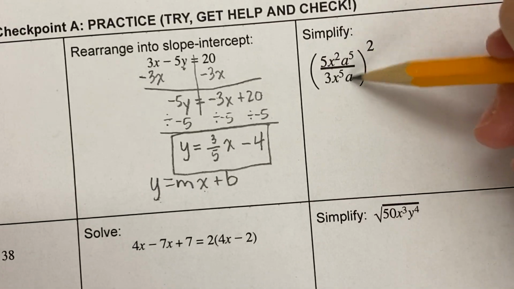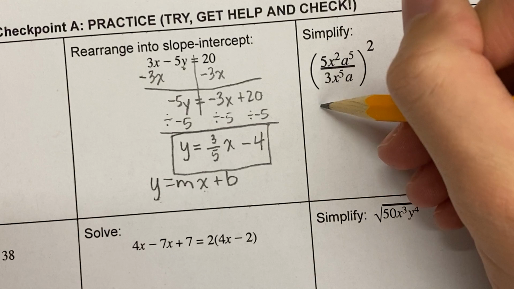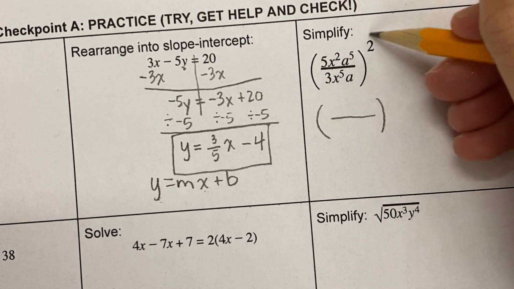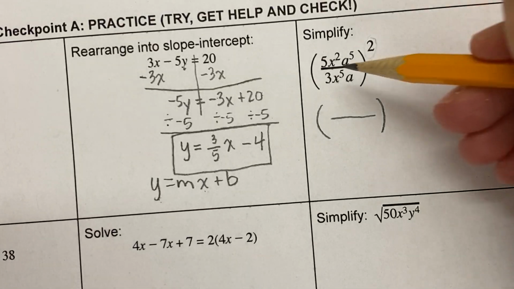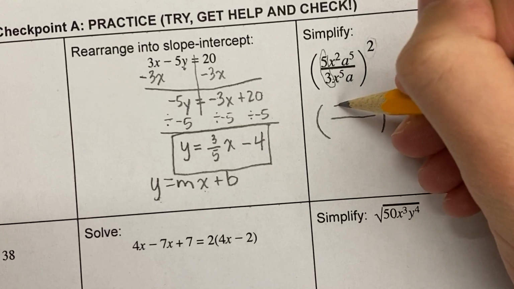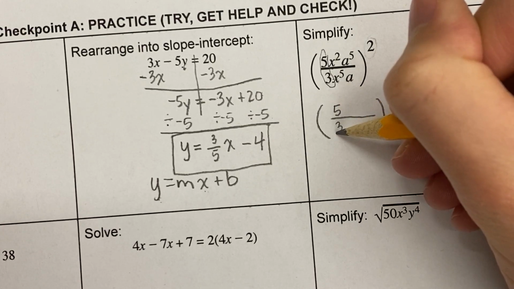In problems like this, what I have to remember is that I simplify the fraction first. Okay? So before I do this, I'm going to simplify the fraction. Let's take a look. Start with the numbers. 5 and 3, they actually don't divide, so I'm just going to bring down the 5, bring down the 3.